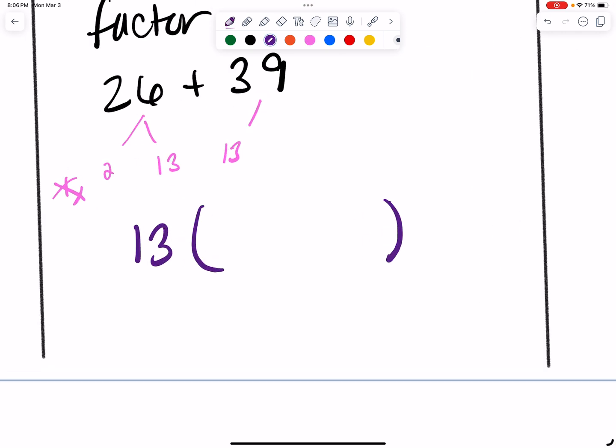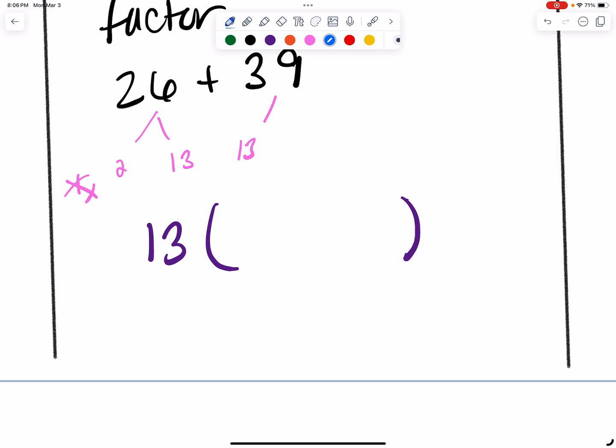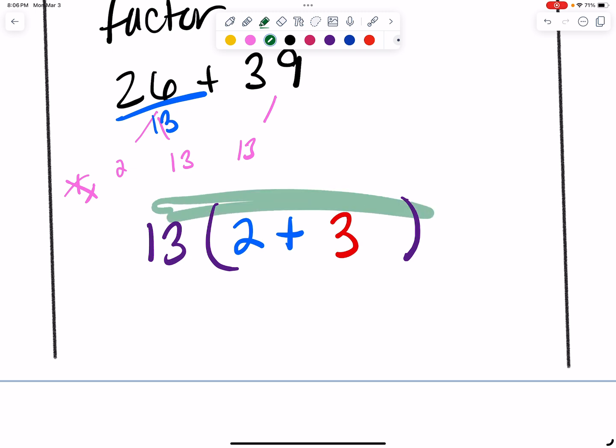That one was kind of hard, but I figured it out. I'm so smarticles. 13 times what is 26, or 26 divided by 13 is 2. And then 39 divided by 13 is 3. Yay, factored.